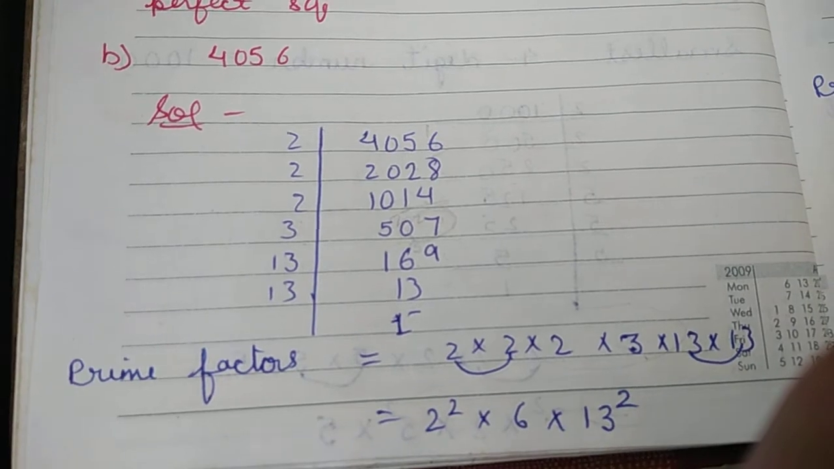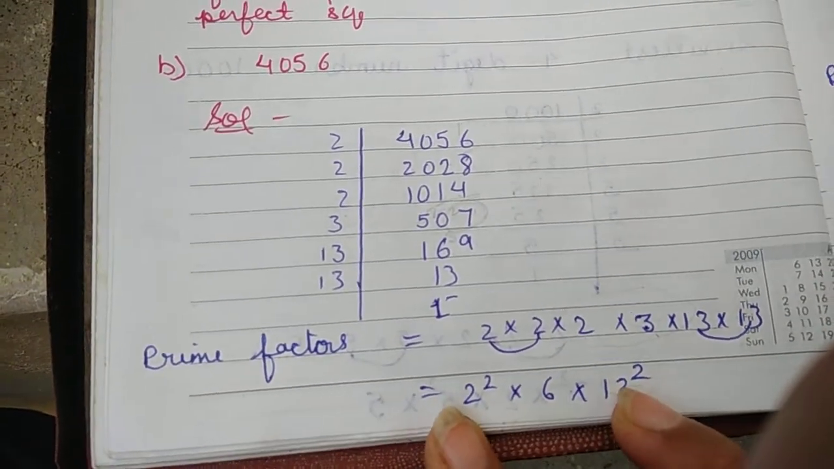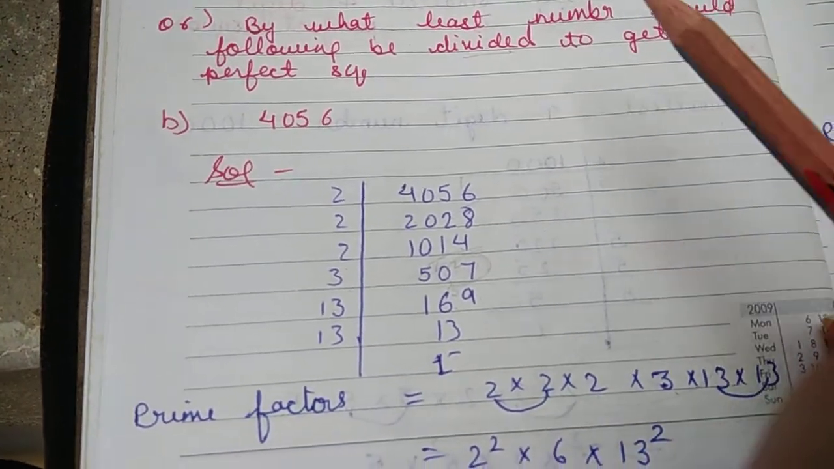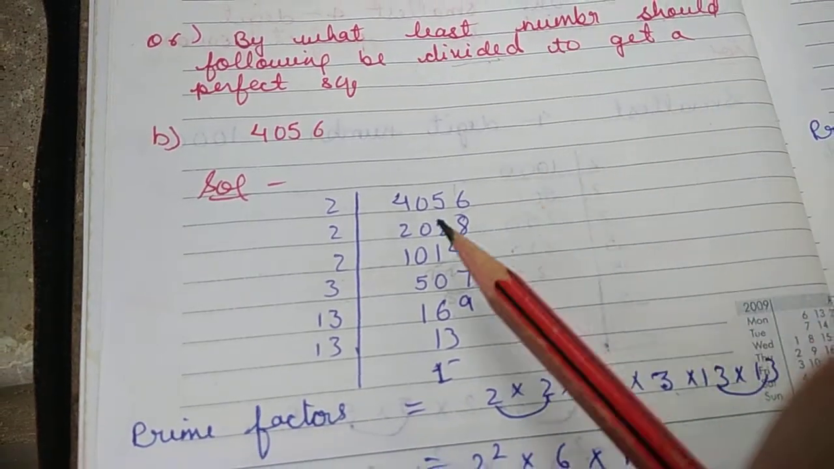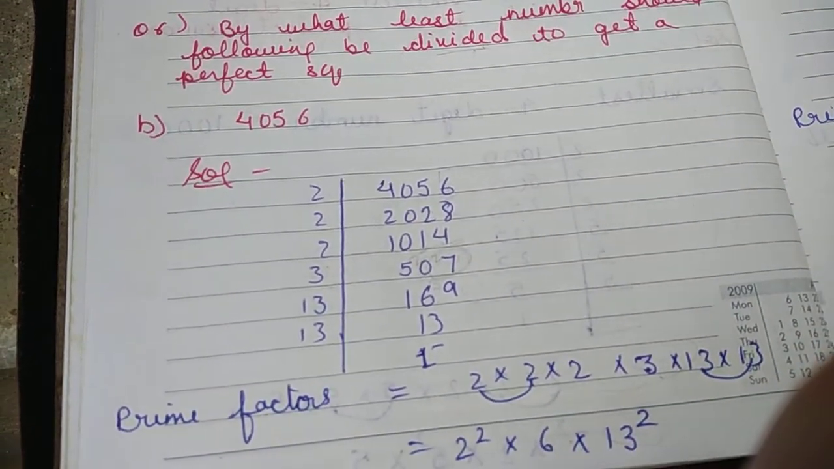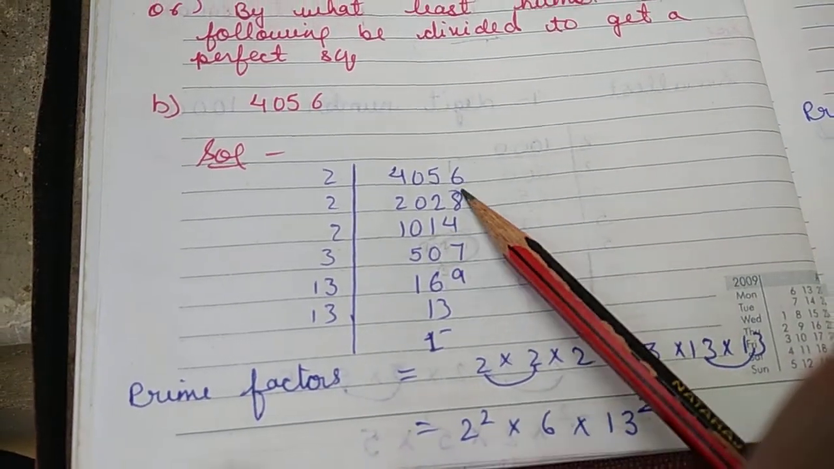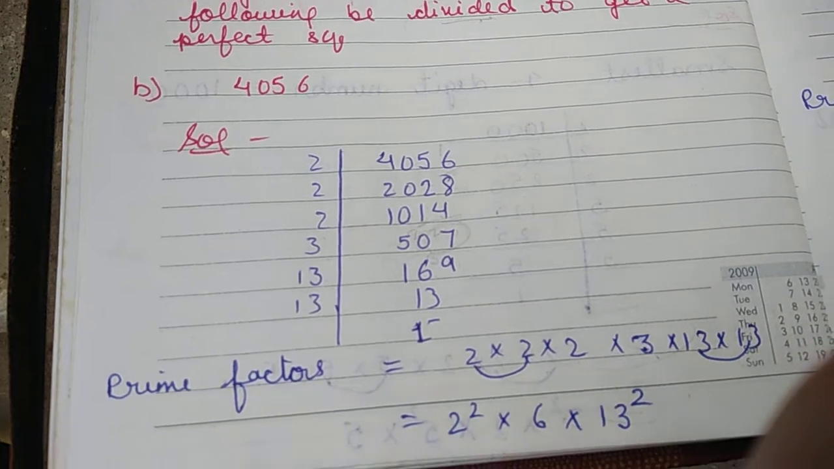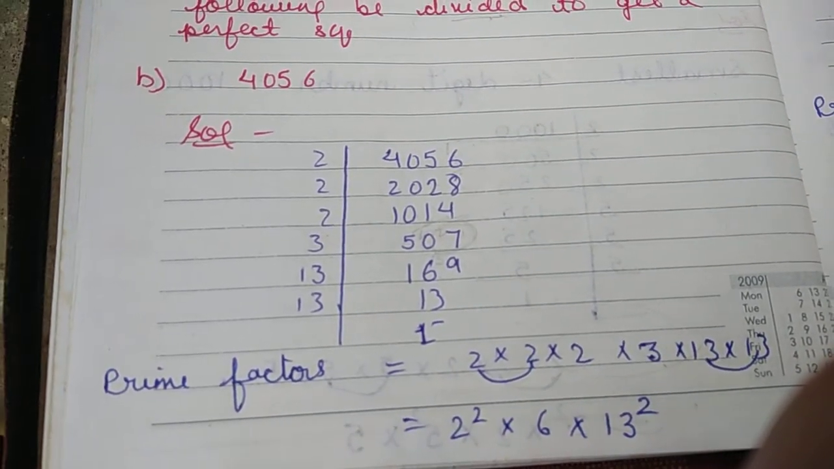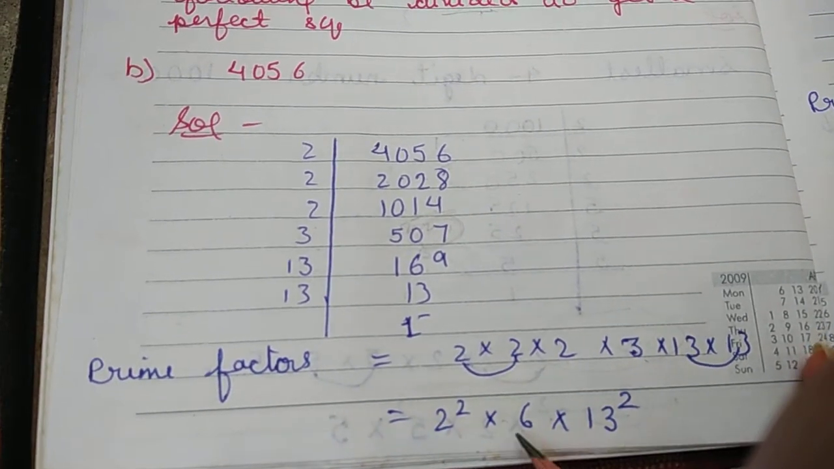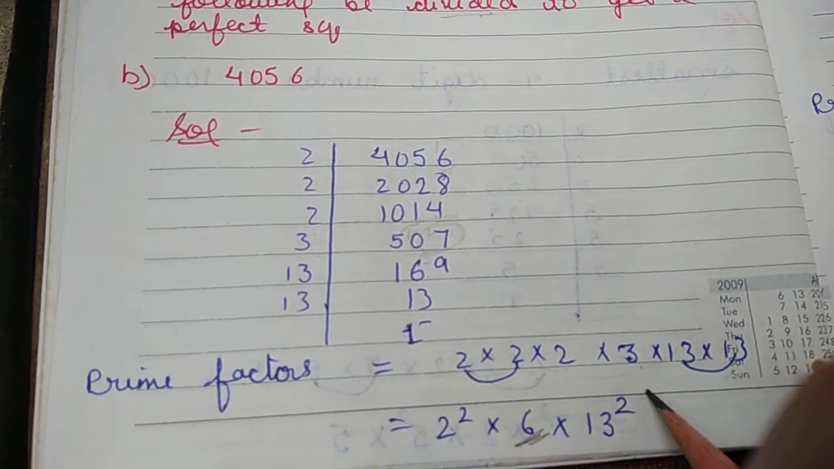All right, now if you want to make this number a perfect square, remember, they are asking by what number should we divide the given number to make it a perfect square. So these are the factors. If you multiply all of these back, you would get 4056. But we have to tell by what number should I multiply or divide. So we will divide by that number only which is not making a pair. Okay, 2 is making a pair, 13 is making a pair.